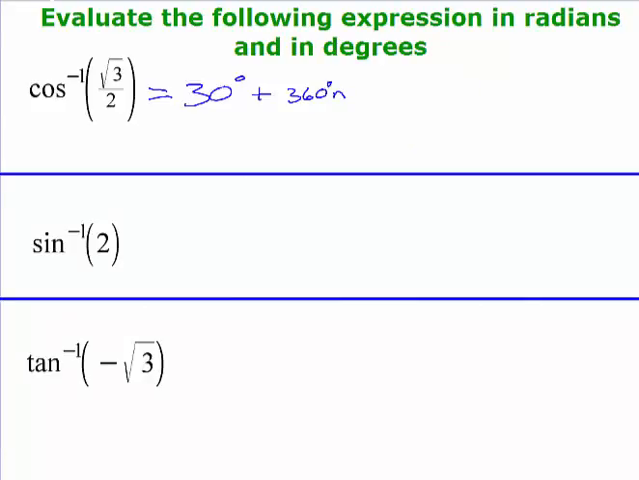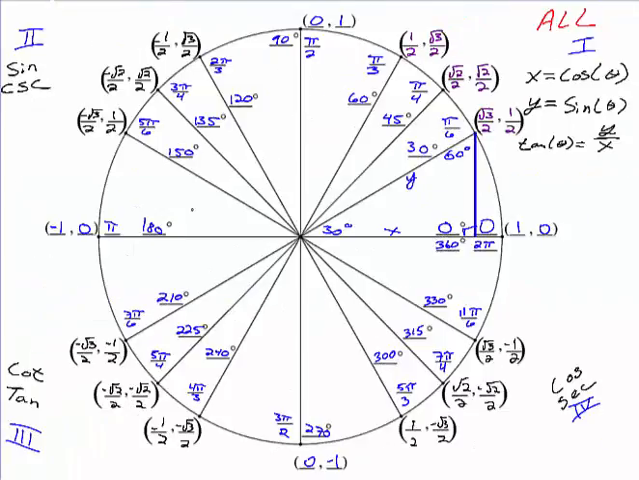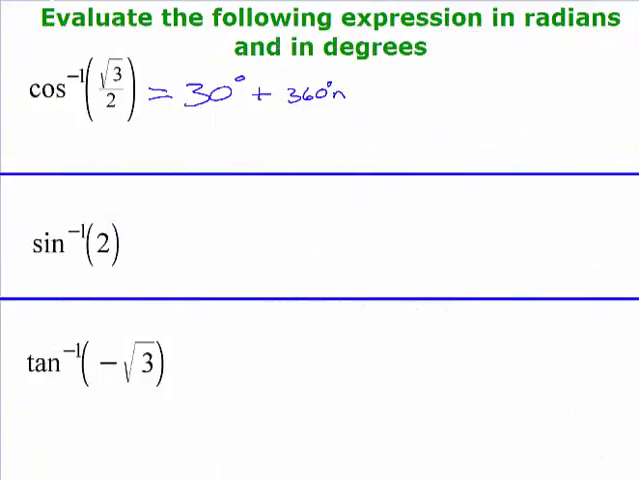So first quadrant is 30 degrees, right? And then there was another place where the cosine was square root of 3 over 2. Where was that? 330. So I have to include that as a solution as well. Okay, so how am I going to write it out, though?